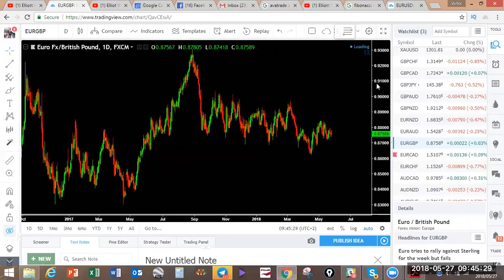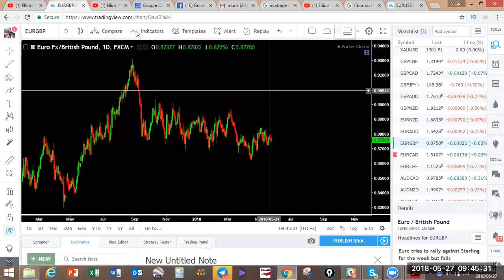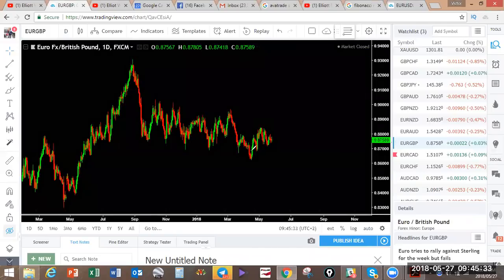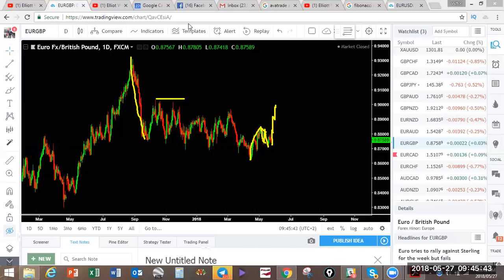So Euro Pound, I'm only expecting this to go and retest the top here. If you want to see the overall structure on this one, watch a couple of previous videos. That is the first correction, that is the second correction, and this will be the third one.